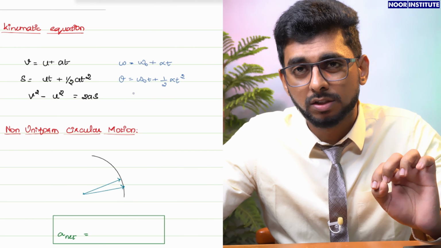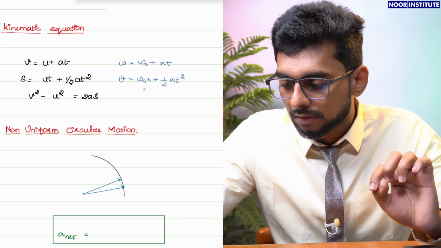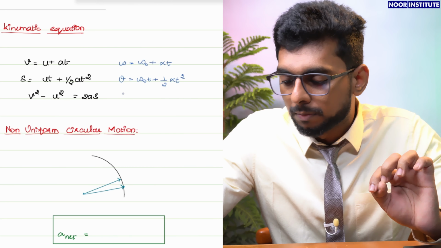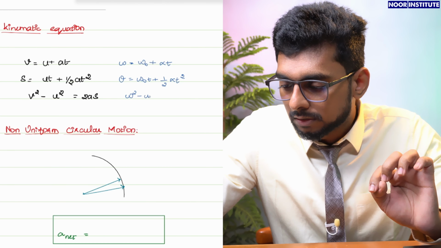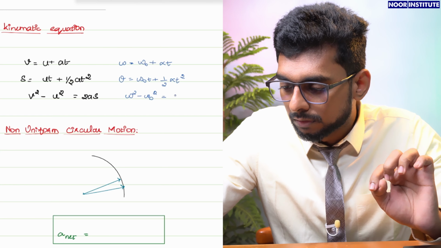Then you have v square minus u square, which is equal to 2as. So if I replace it with the rotational components, you'll have omega square minus omega naught square, which is equal to 2 alpha theta. Okay, so now you should know the kinematic equations for rotational motion, right?